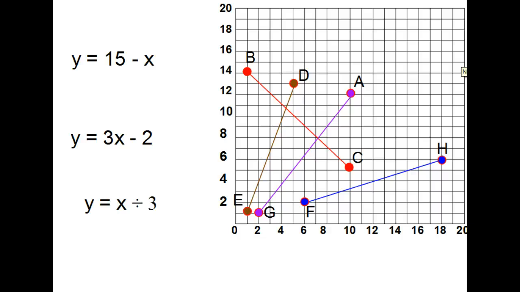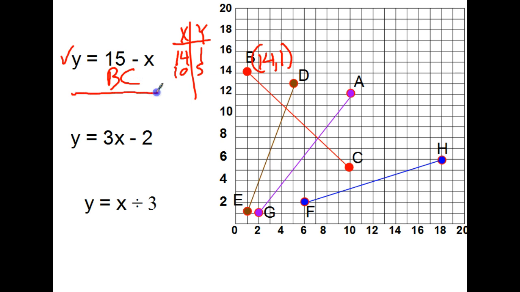All right, let's go to some numbers. Right away, I see this one sitting here by itself. It looks like one I want to try out. 14, 1. So if I put a 14 in for X, I should get a 1 for Y. Just looking through them really quick, I can see it looks like it's going to work in the very first one. 15 minus 14 equals 1. So B worked here. Double check with C just to make sure it works. 10, 5. So 15 minus 10 does equal 5. So that one's BC.